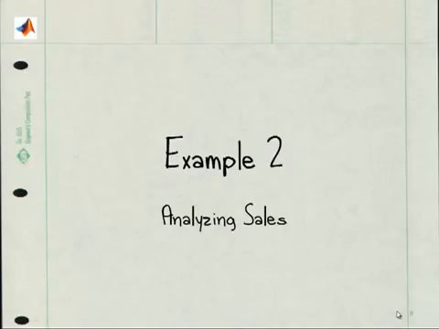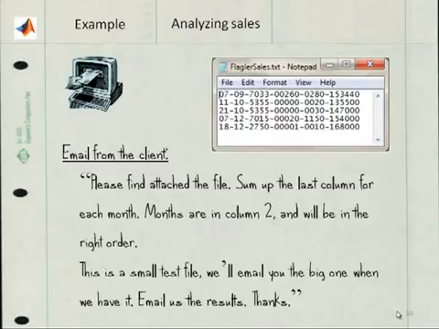The second example is a little bit longer, about analyzing sales. Here is the email from the client. Please find attached a file, sum up the last column for each month. Months are in column 2 and will be in the right order. So apparently we'll have November, December, January, February, March, April in the right order. This is a small test file. We'll email you the big one when we have it. Email us the results. Thanks.